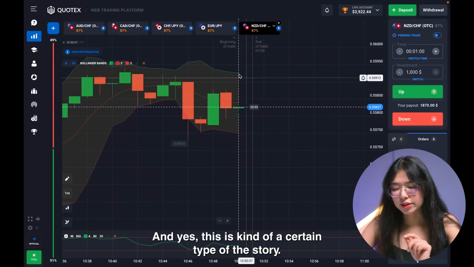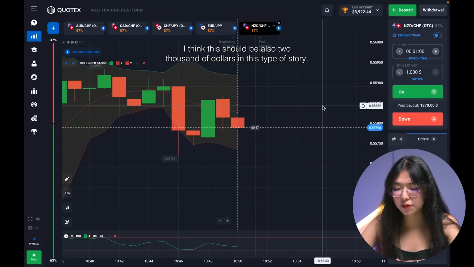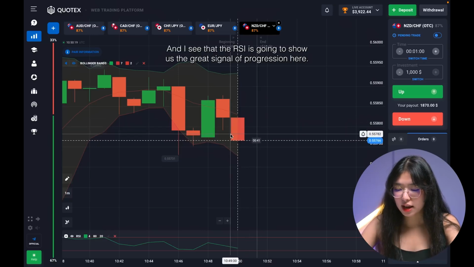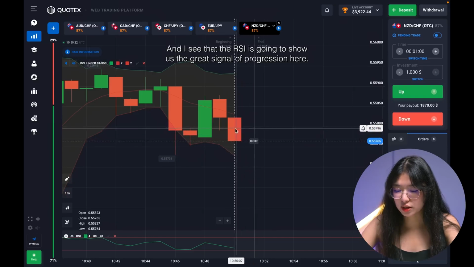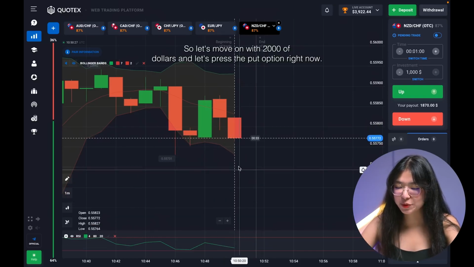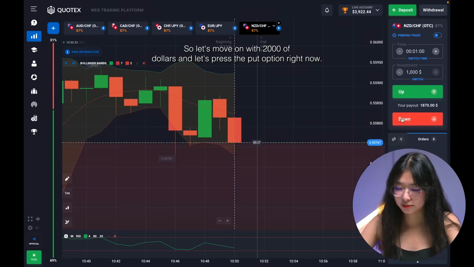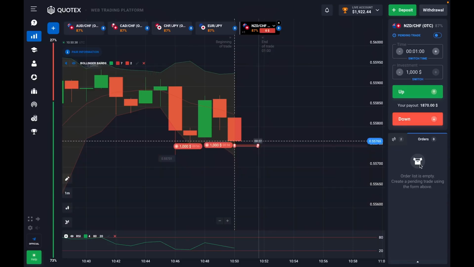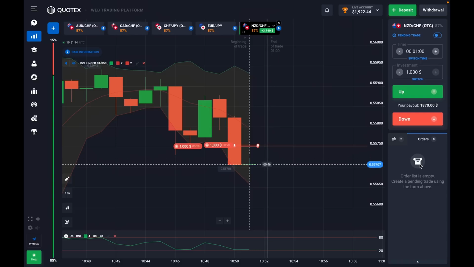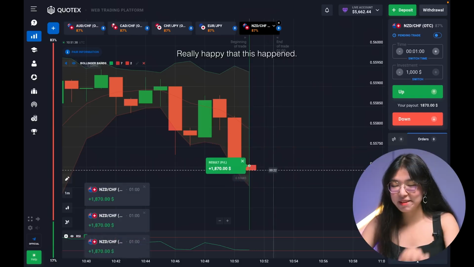And yes, this is kind of a certain type of story, though I think about my investment. I think that there should be also $2,000 in this type of story, and I see that RSI is going to show us a great signal of progression here. So let's move on with $2,000 and let's press the put option right now. Guys, really happy that this happened.